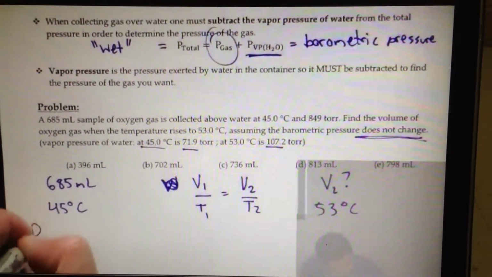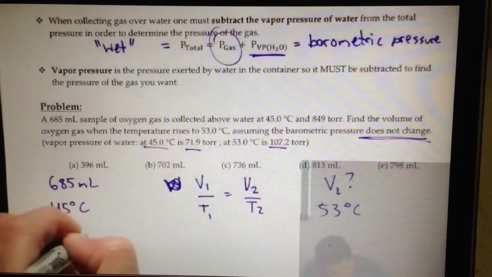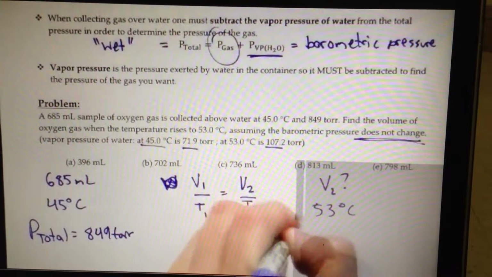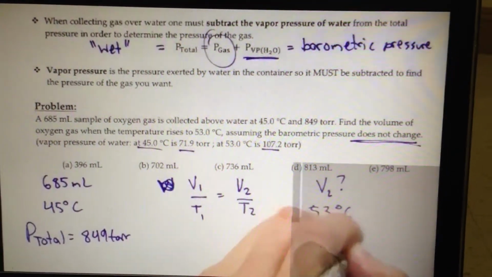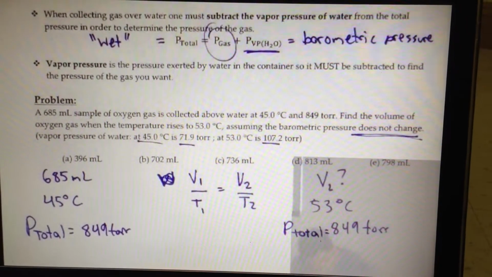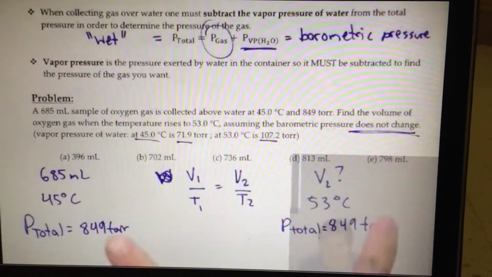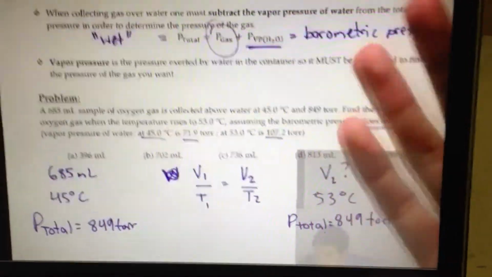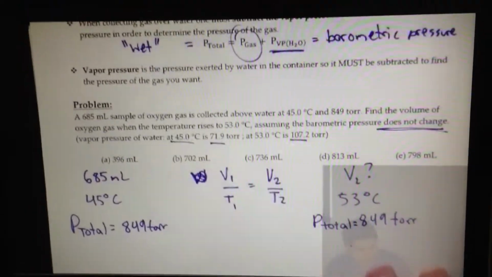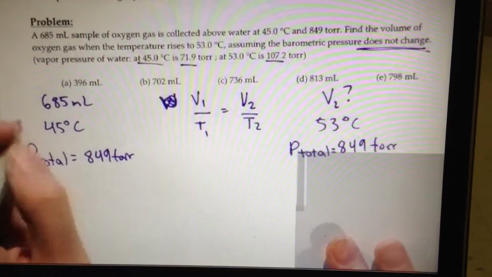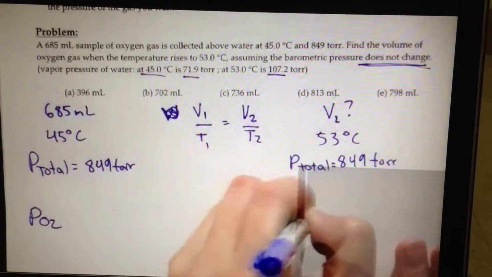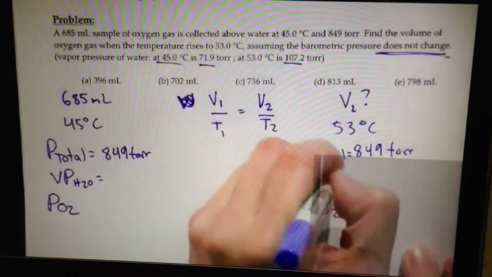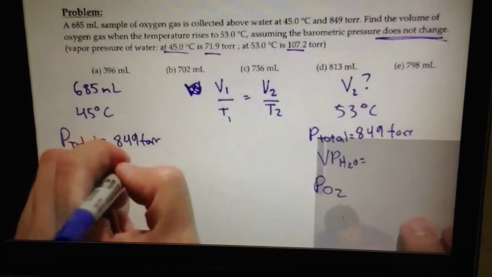Okay? Because your P total is supposed to be, let's see here, what's the P total? 849 torr. So over here, your P total is also 849 torr. Okay? But what's the problem, folks? We don't care about the wet gas. What we want is just the pressure of the gas itself, right? We want the pressure of the gas itself. So I already have the P total. In order to find the pressure of O2, I must subtract the vapor pressure of H2O here and the vapor pressure of H2O here. I must subtract it.